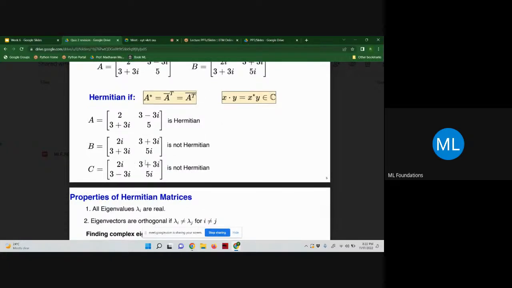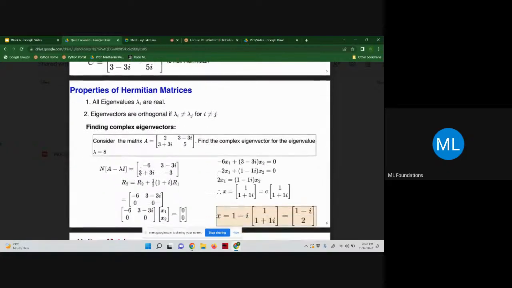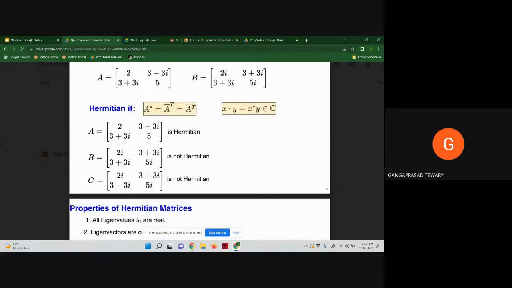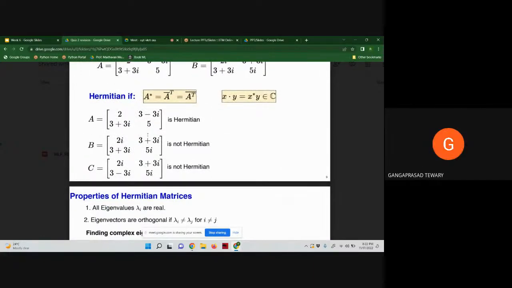C is also not Hermitian, because even though a12 is equal to a21 conjugate, the diagonal entries are not real numbers. So in a Hermitian matrix, it's compulsory that the diagonal elements will always be real, right? Yes. And what is the other part you mentioned, sir, that it should be conjugate?